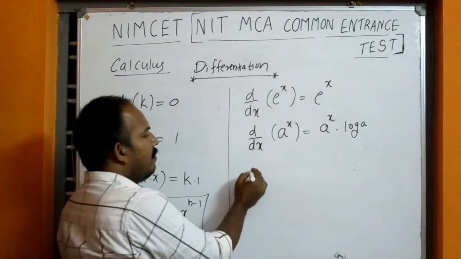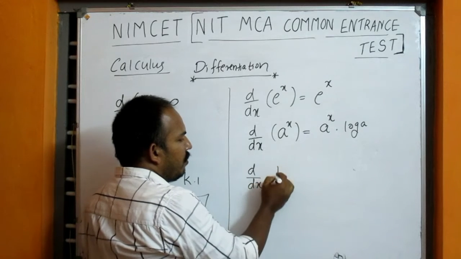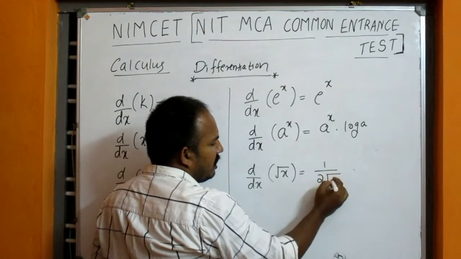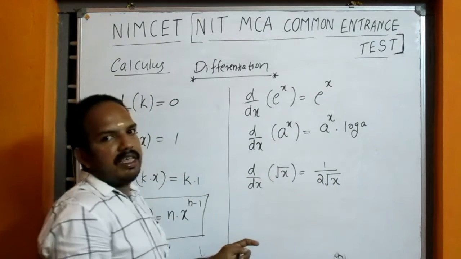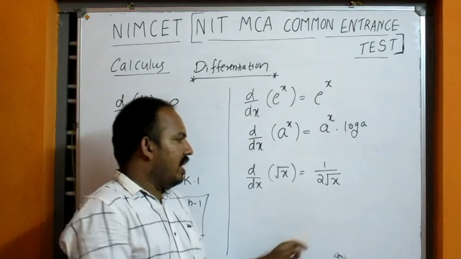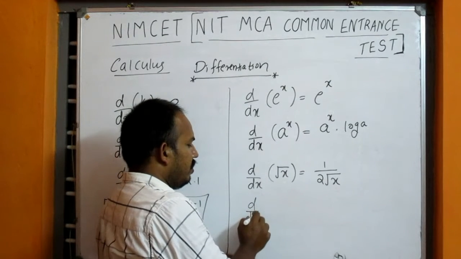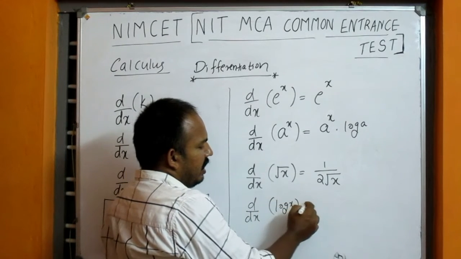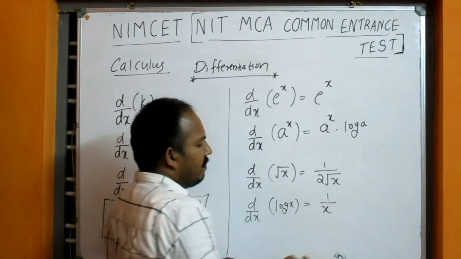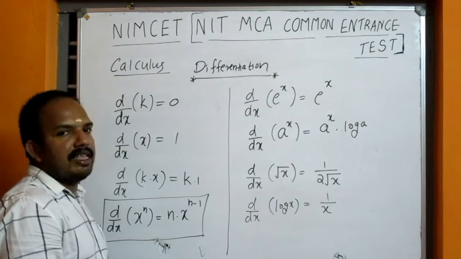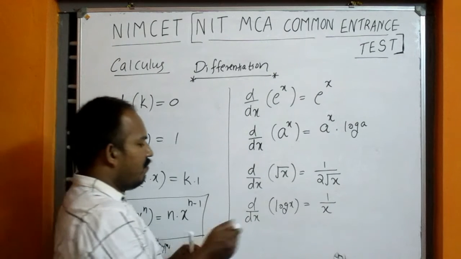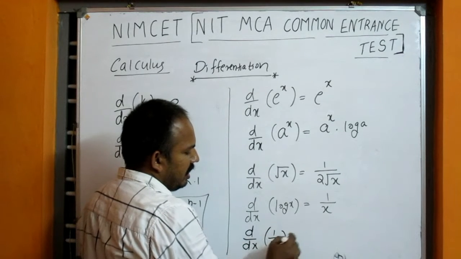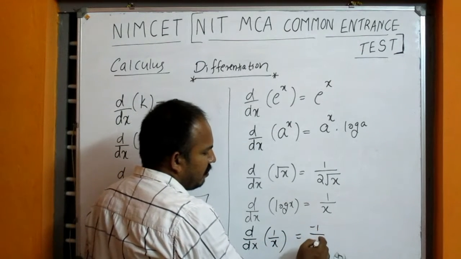D by dx of root x equal to 1 by 2 root x. The derivative of root x is 1 by 2 root x. And d by dx of log x equal to 1 by x. The derivative of log x is 1 by x. Clear? One more formula. D by dx of 1 by x equal to minus 1 by x square.